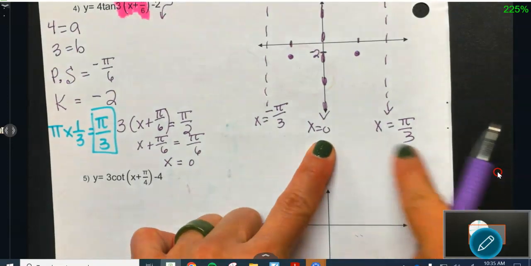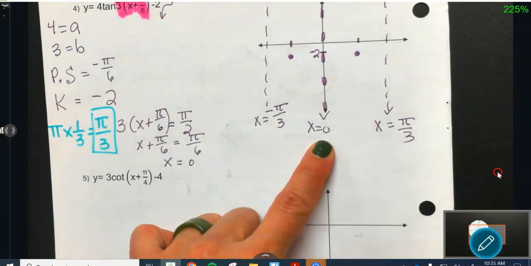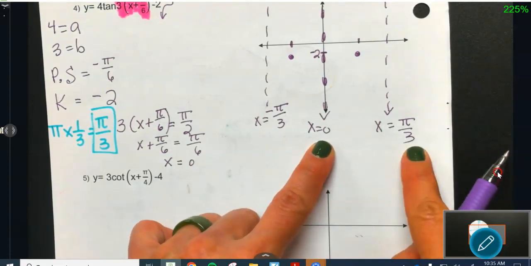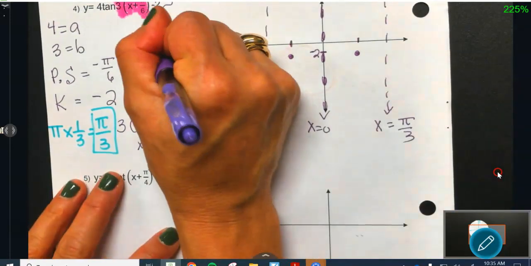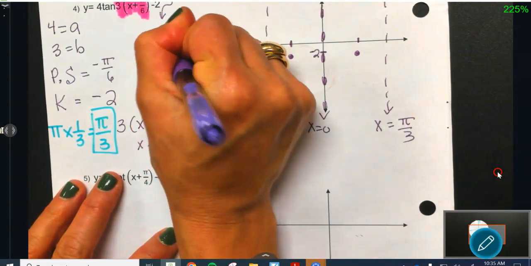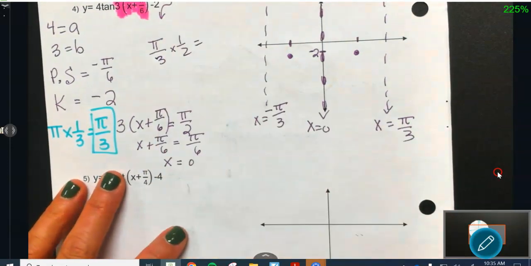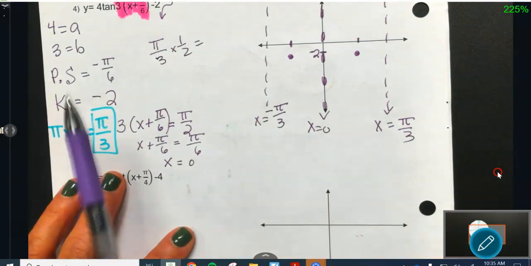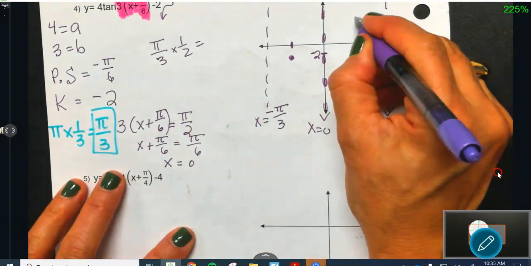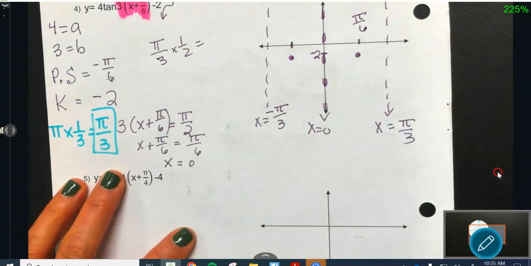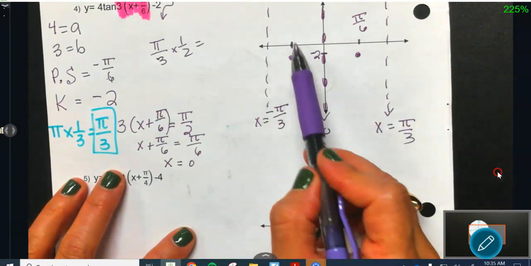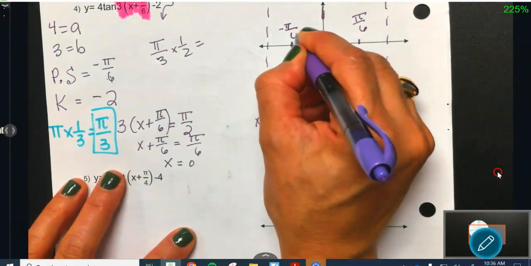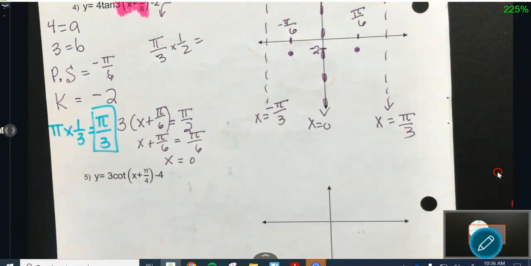Whatever halfway in between 0 and pi over 3 is. What's half of pi over 3? I don't know. Let's just do the math. What's that? Pi over 6. What's this one going to be? Yeah. That's all you need to show on there.